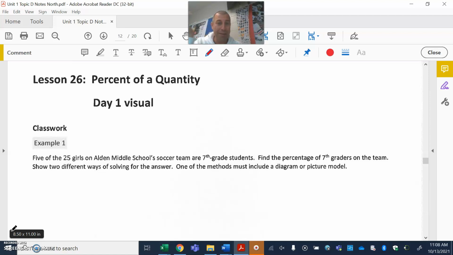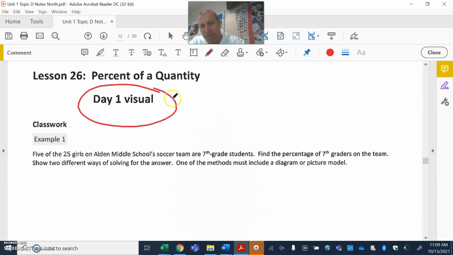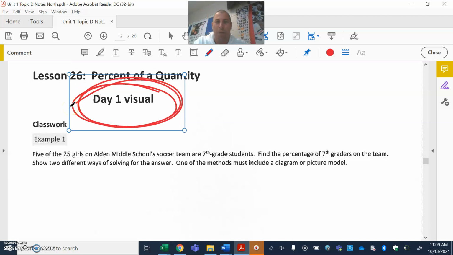So let's get started. Of the 25 girls on the middle school soccer team, 5 are 7th graders. Find the percentage of 7th graders on the team. All right. So show 2 different ways. Listen here. We're not showing 2 different ways. We're just doing the visual today. See, it says it right there. Day 1 visual.